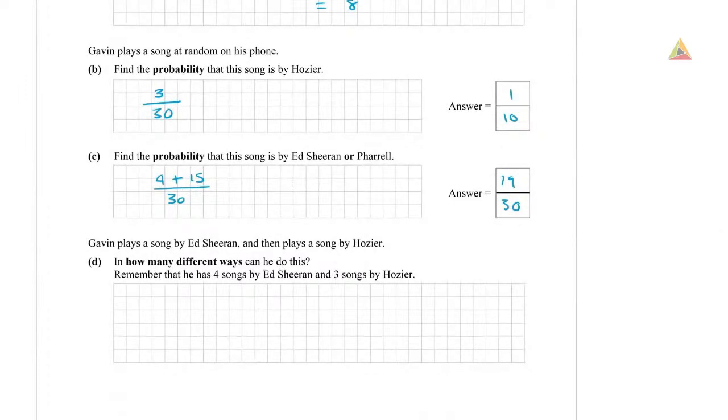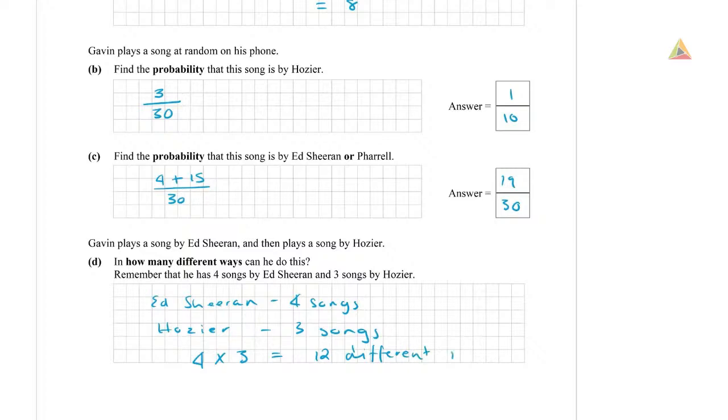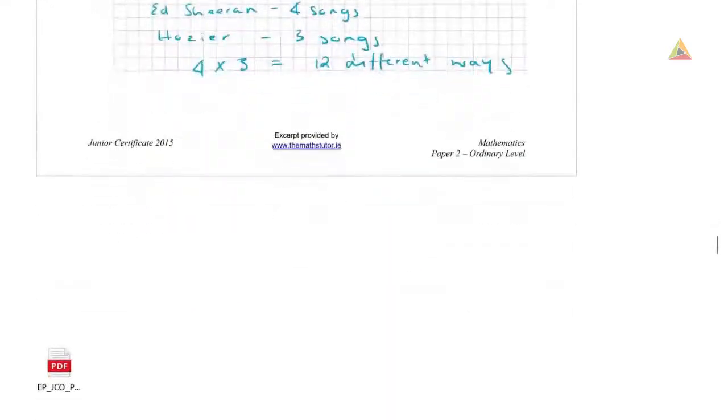Gavin plays a song by Ed Sheeran and then plays a song by Hozier. How many different ways can he do this? Remember that he has 4 songs by Ed Sheeran and 3 songs by Hozier. Okay, so we're just going to write down the information. We have 4 songs by Ed Sheeran and we have 3 songs by Hozier. So to get the total number of combinations, we actually multiply both of those together. So 4 multiplied by 3, the answer is going to be 12 different ways. And that is the end of that question.